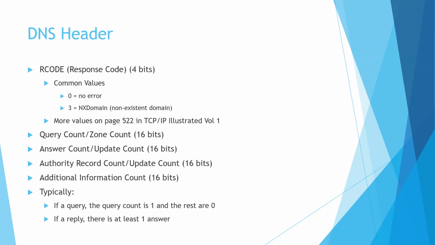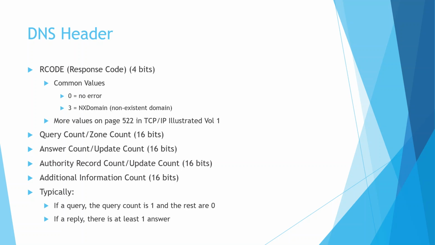Then we have R code, which is response code, and that's going to be 4 bits. So the common values here are going to be 0, which is no error, and 3, which is NX domain, which is non-existent domain. You can see more values for R code on page 522 in your textbook if you're curious. But the most important ones that I want you to remember are going to be 0 and 3.